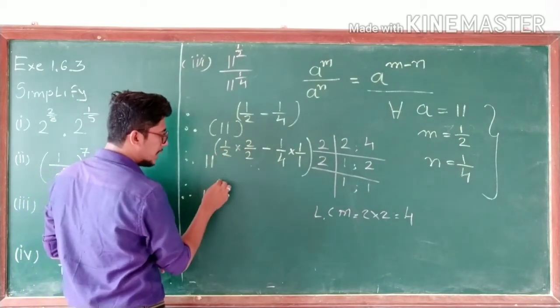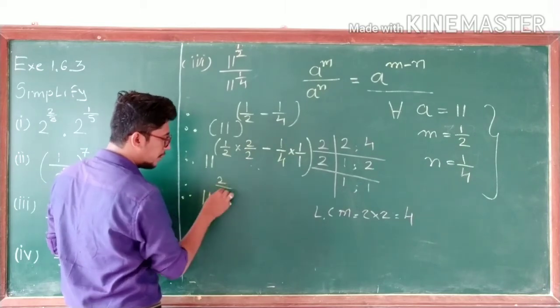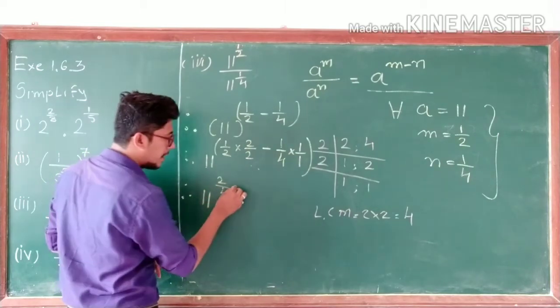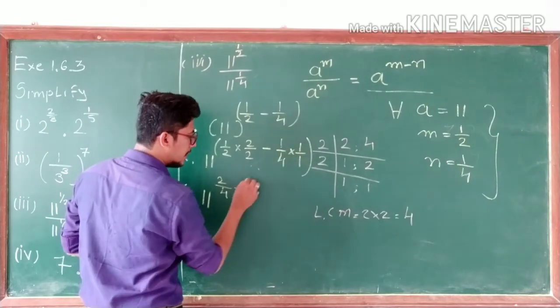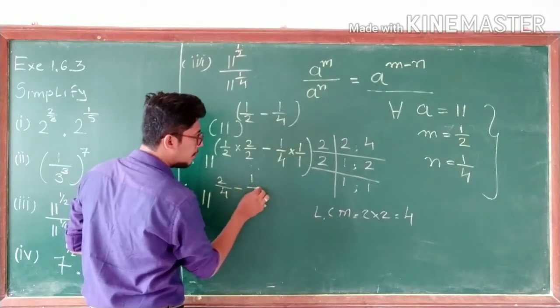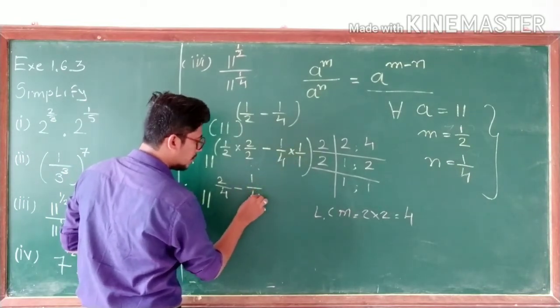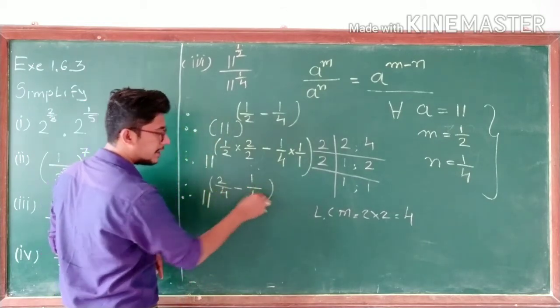1 into 2, that is 2. 2 into 2, that is 4. Minus 1 into 1, that is 1. Upon 4 into 1, that is 4. Are you getting this? Yes.